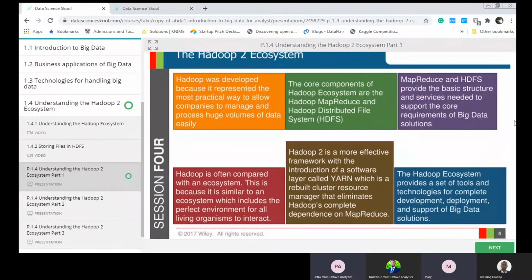Yes, I'm here. Okay. So Hadoop itself was developed because it represented the most practical way to allow companies to manage huge amounts of data. The idea around Hadoop was, we are generating a lot of data now. From the days of the dot-com boom, in the days of Yahoo, and when Google started, the kind of data they were handling is not the kind of data that an Oracle database is built for.